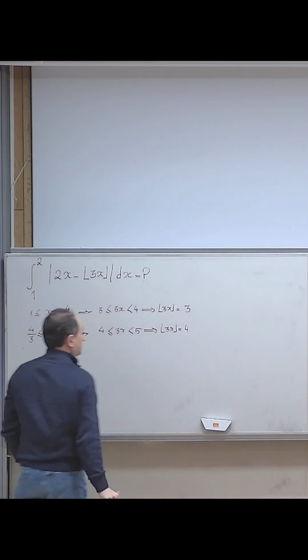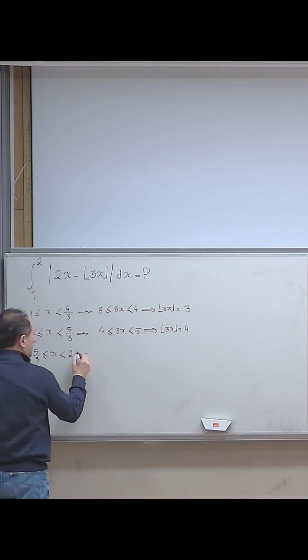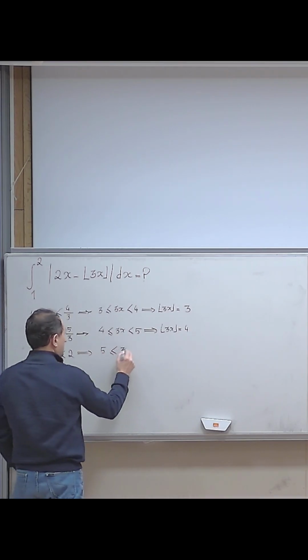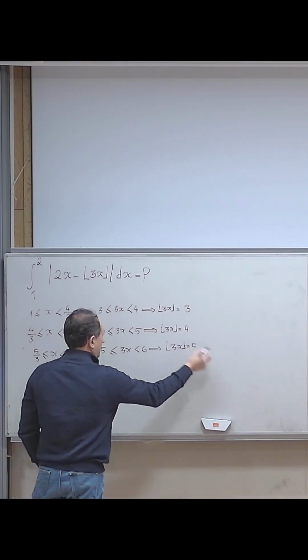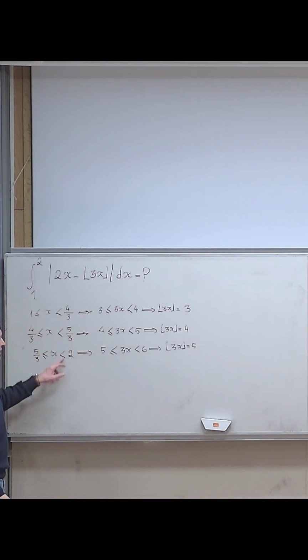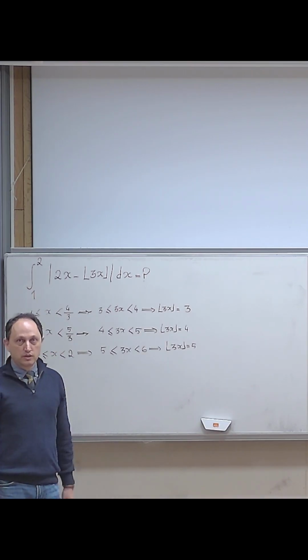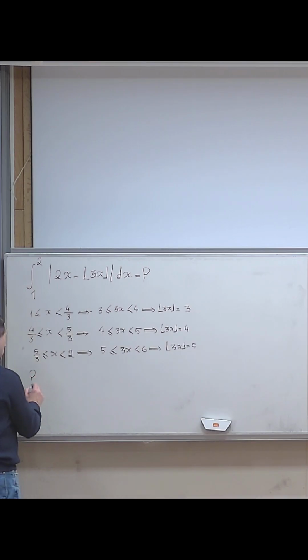is 4. And finally, if x is between 5/3 up to 6/3, which is 2, then I multiply everything by 3, so 5 is less than or equal to 3x less than 6. Then it means that the floor of 3x is simply 5. And you shouldn't be worried about these single points. You know that in a Riemann integral, just one point does not make any difference. So I break my interval into 3 pieces.